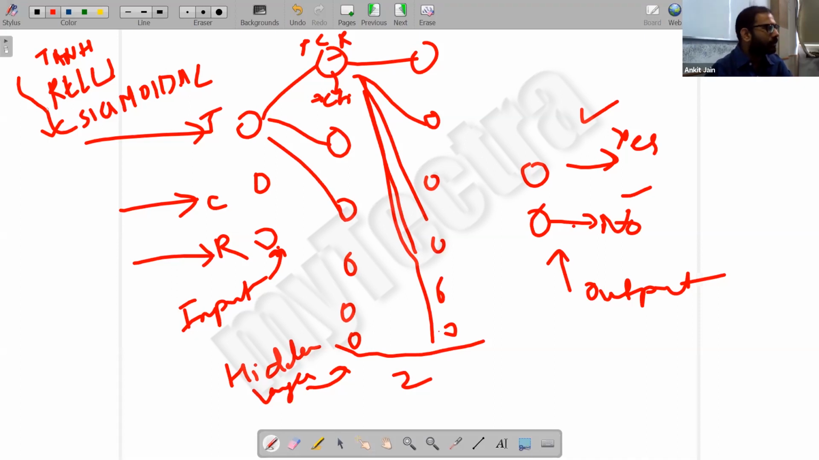I think we'll stop here. Many people are also not there. So when they come next time, we'll have it.